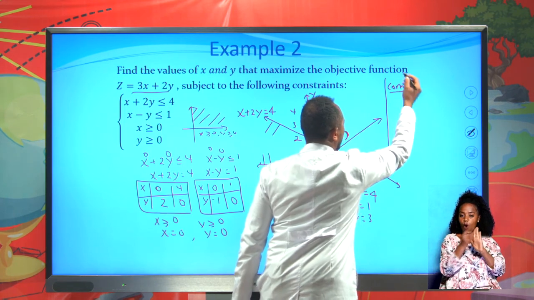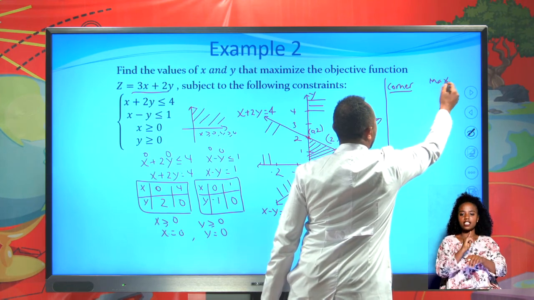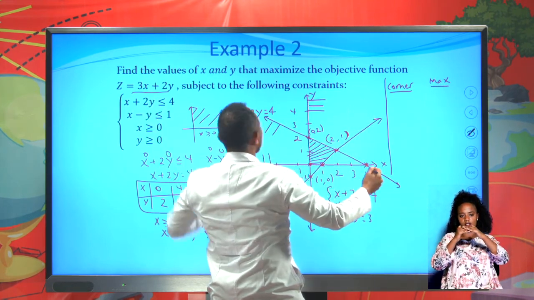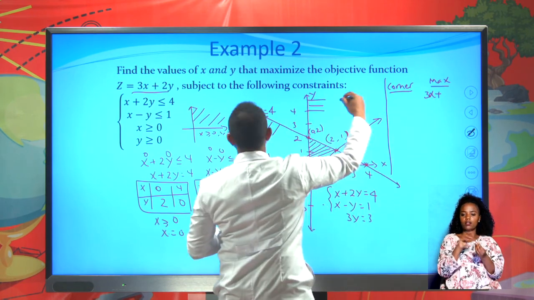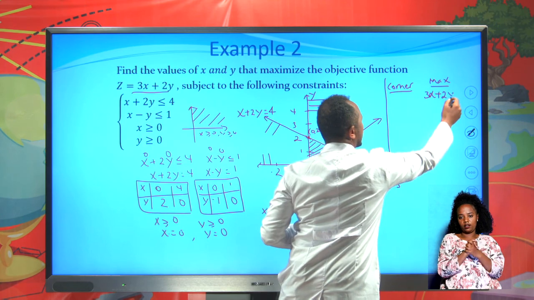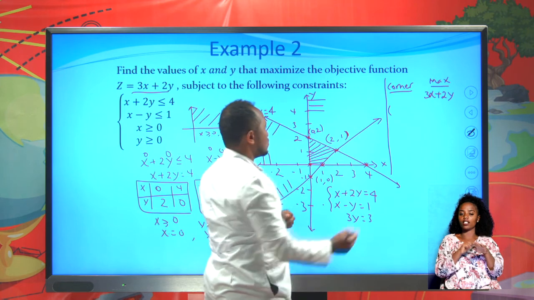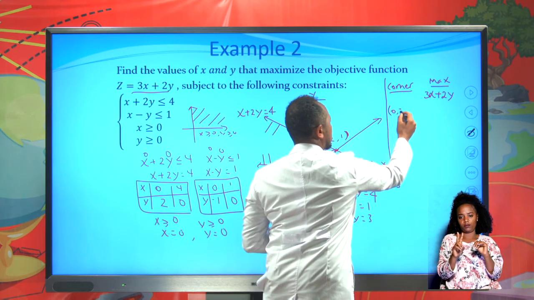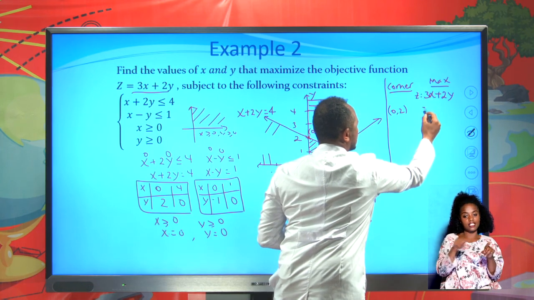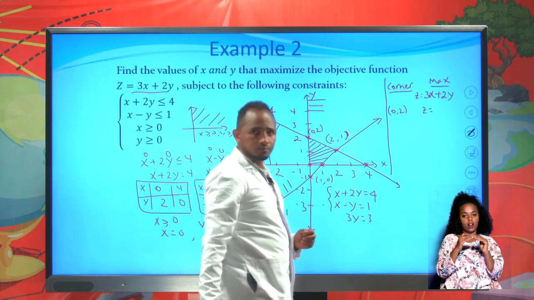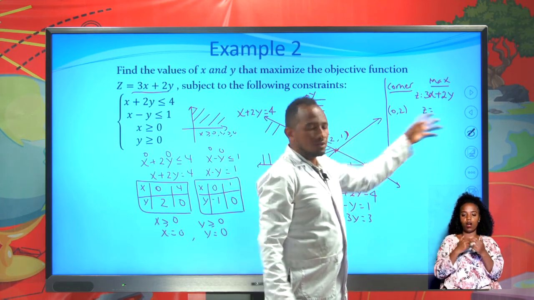Corner points, and our objective function is maximize what? Our objective function is maximize 3x plus 2y. So for corner point 0, 2, our objective z will equal 3 times 0 plus 2 times 2. It will be 4.